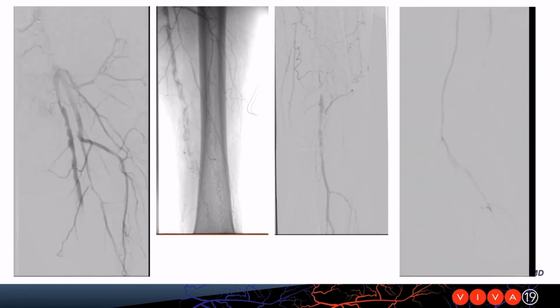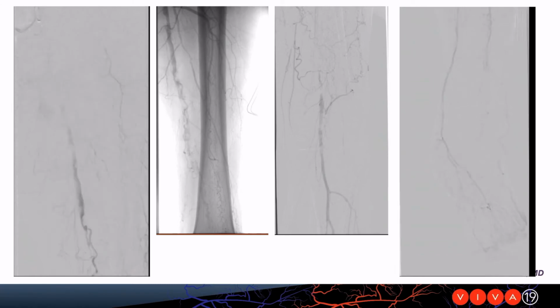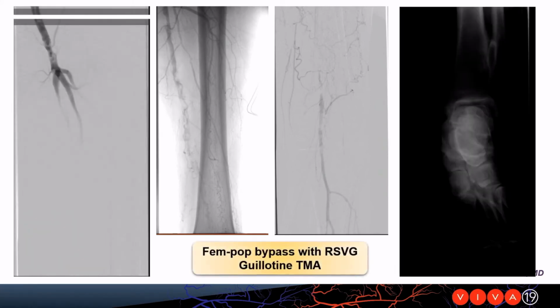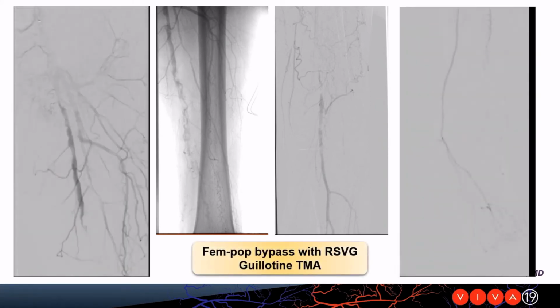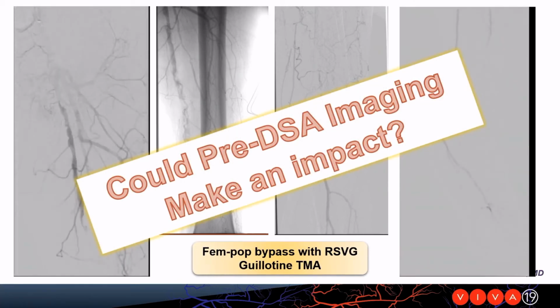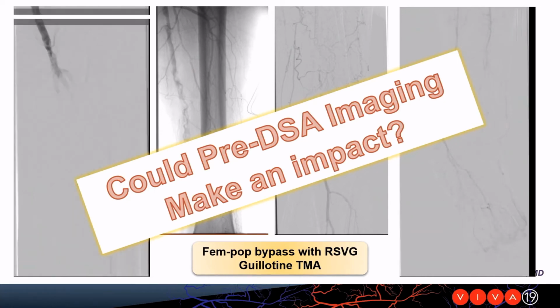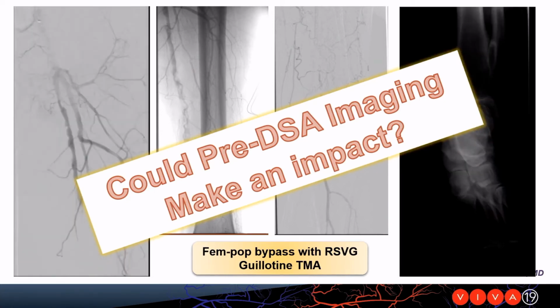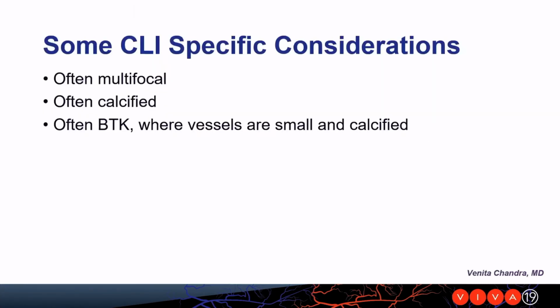Patient is 60, has a good vein, has pretty significant disease with one vessel runoff. I took him for a fem-pop bypass, and he ultimately healed the guillotine given the extensive nature of his wound. The question, of course, is could some other sort of cross-sectional imaging have made an impact on this patient? I didn't do that with this patient, but can it make a difference?